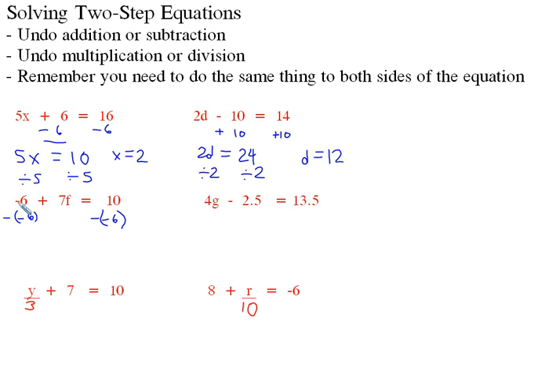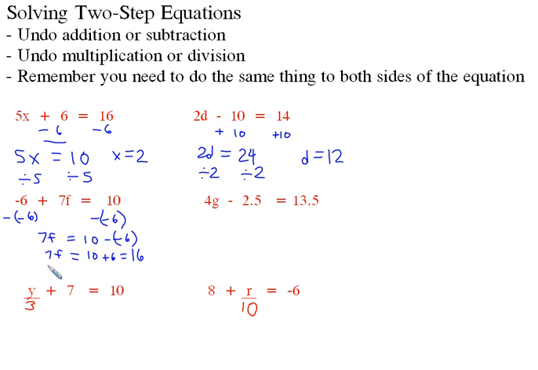So if I have negative 6 and then I subtract negative 6, that's just going to be 0. So on this side, I'm just going to be left with 7f. And then I have over here 10 minus negative 6. If you remember, when we did that, 7f is now going to be equal to 10 plus positive 6, because we add the opposite, which is just going to be 16.